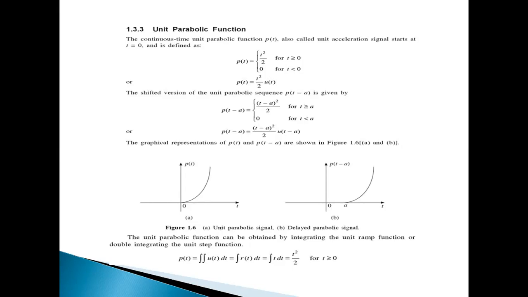See, previously, r of t is equal to t into mu of t. Now, assuming that r of t is a velocity, apply the derivative, the integral of that one. The p of t is equal to t square by 2 into mu of t. How did we get this function? Let us take it here, so we can understand.